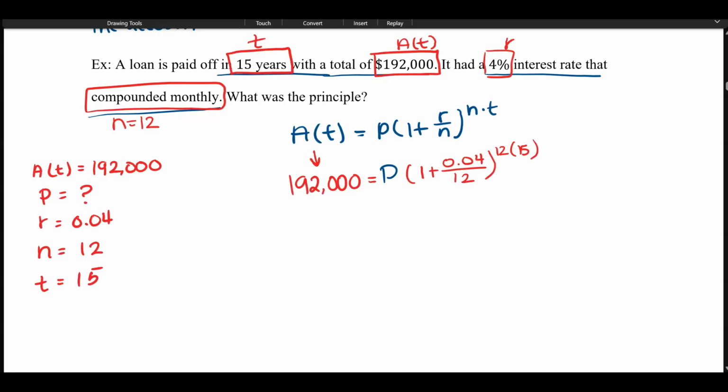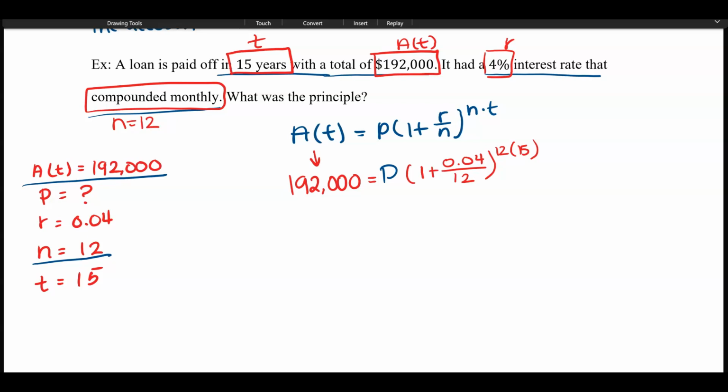All right, so looking at this here, notice that we know what our A of T is, right? So I wrote everything out. We don't know what the principal is. That's what we are curious about. We know what the rate is. We know what N is, and we know what the time is, 15 years. So we should have something that looks like this. Okay. So let's go ahead and see how much of this we can solve.